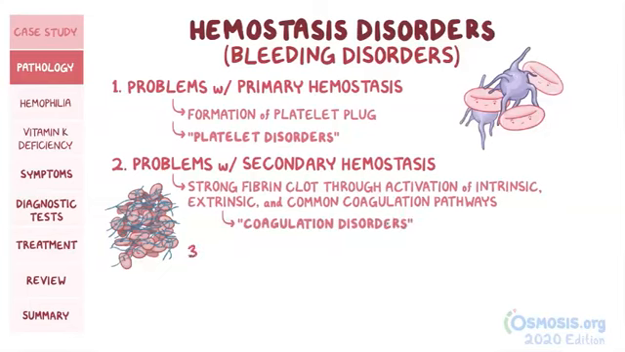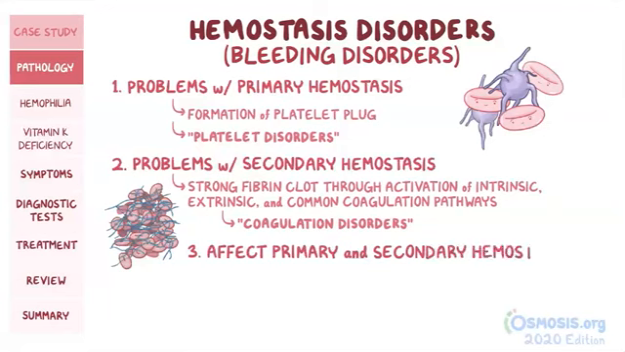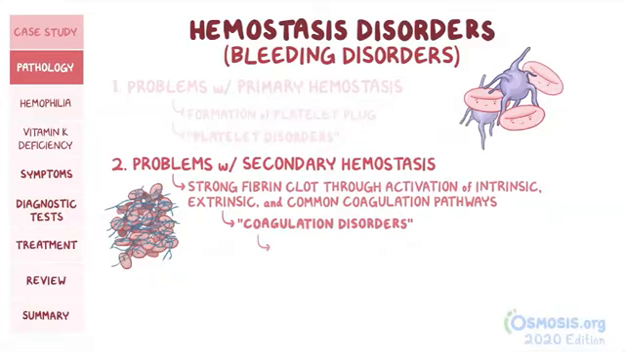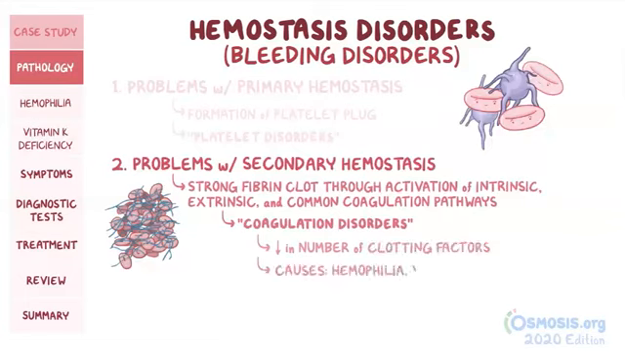And the last group includes disorders that affect both primary and secondary hemostasis and are known as mixed platelet and coagulation disorders. Let's focus on coagulation disorders that are usually due to a decrease in the number of clotting factors, and causes include hemophilia and vitamin K deficiency.